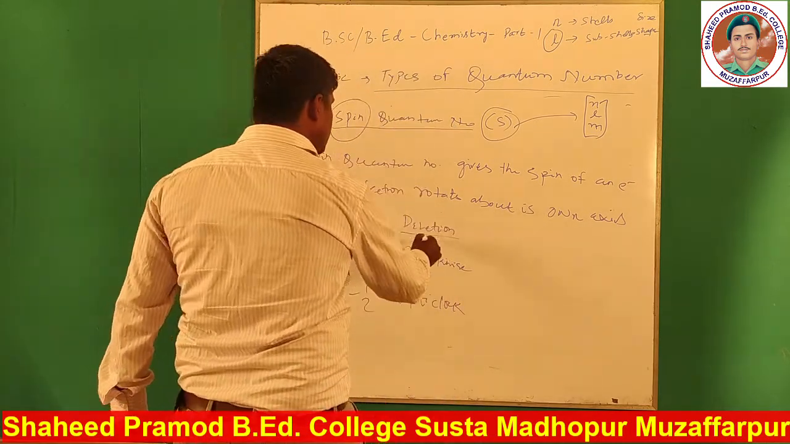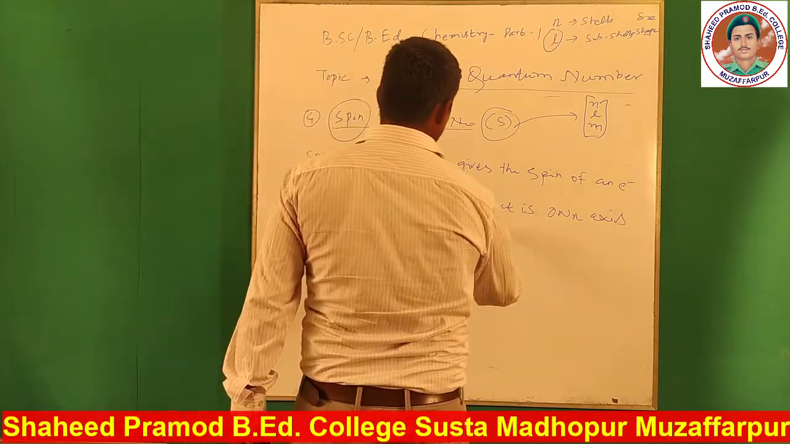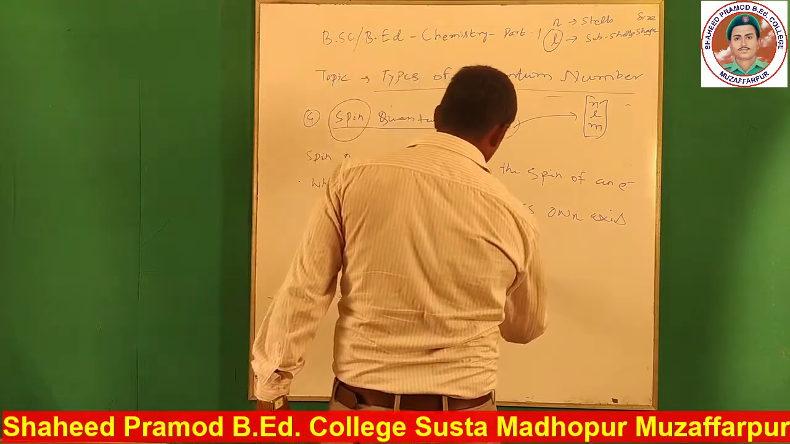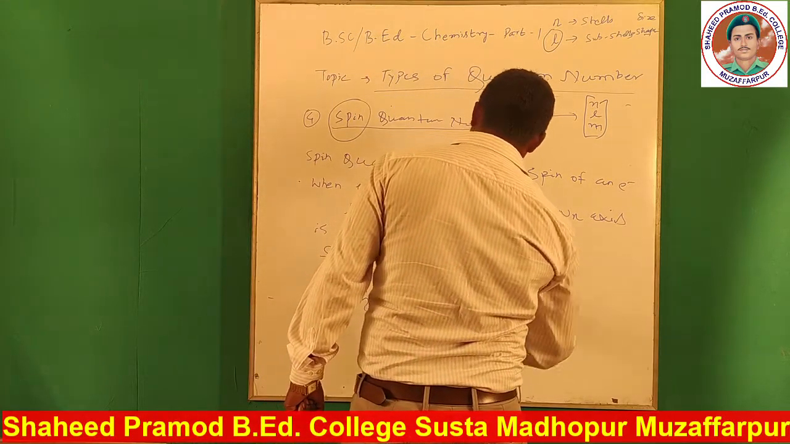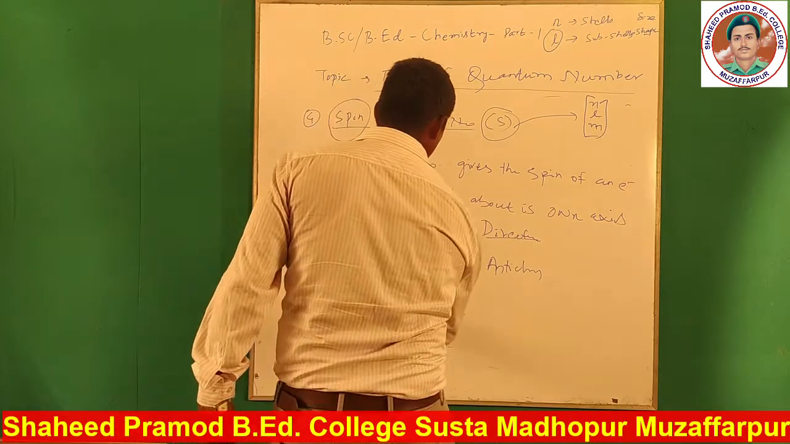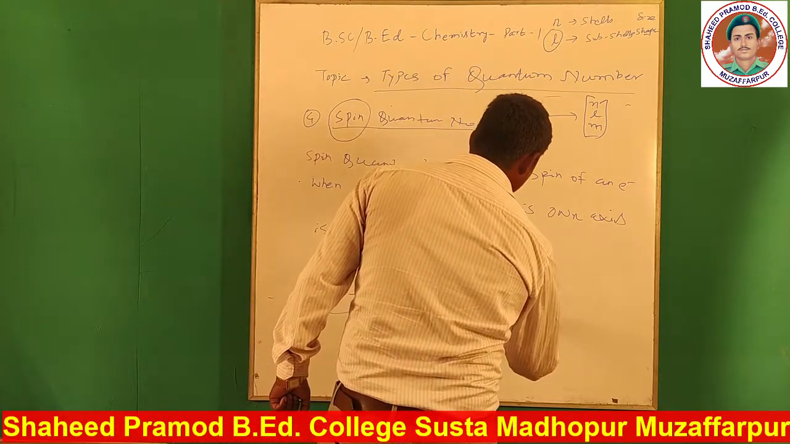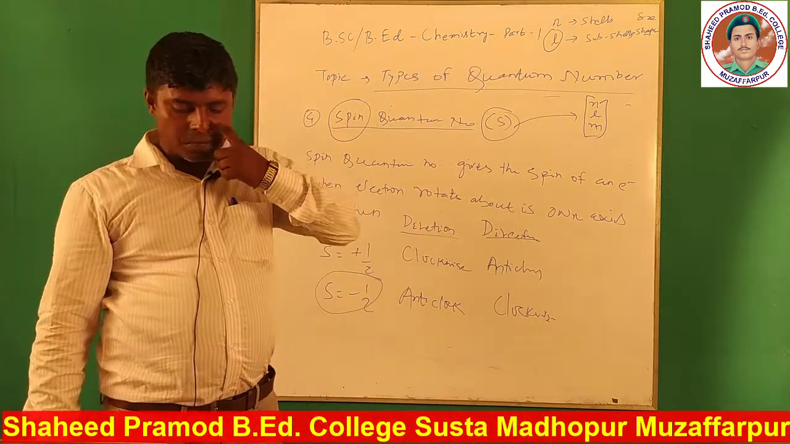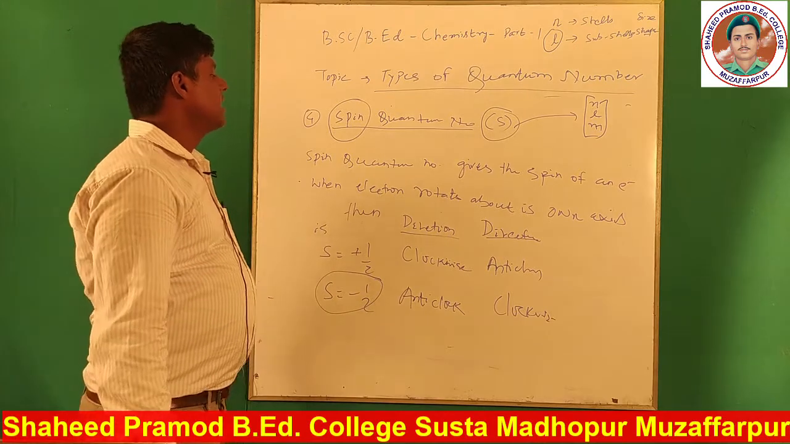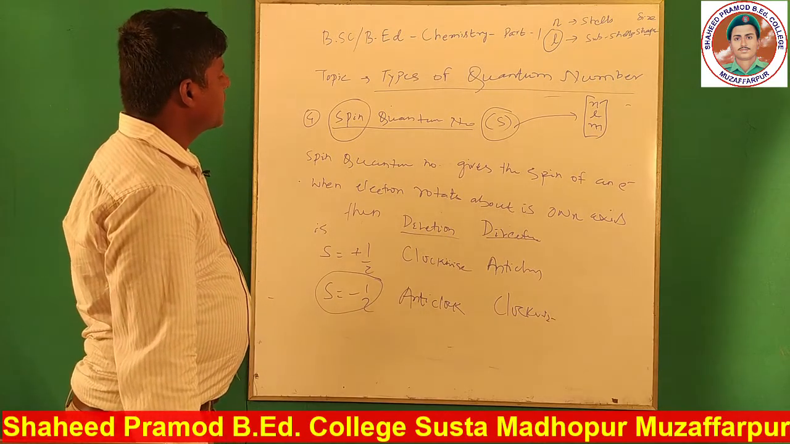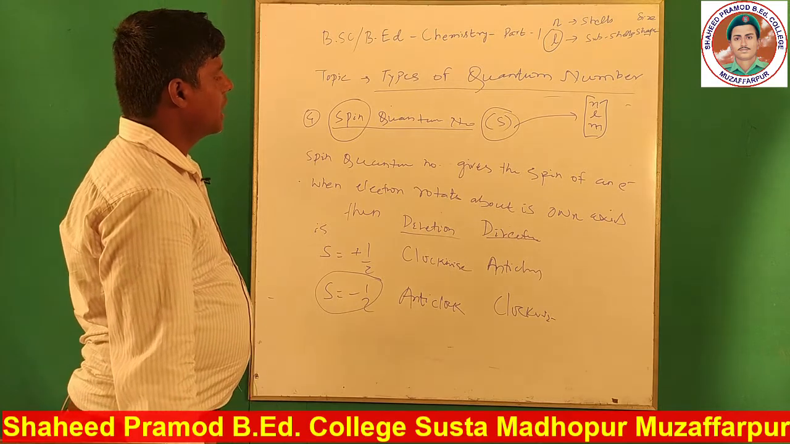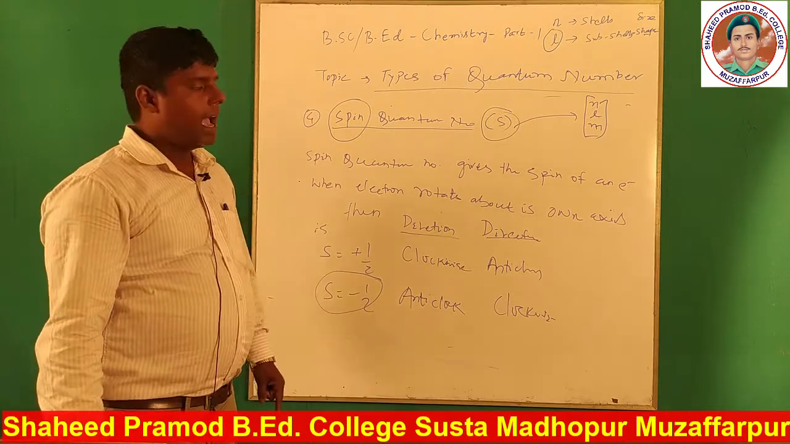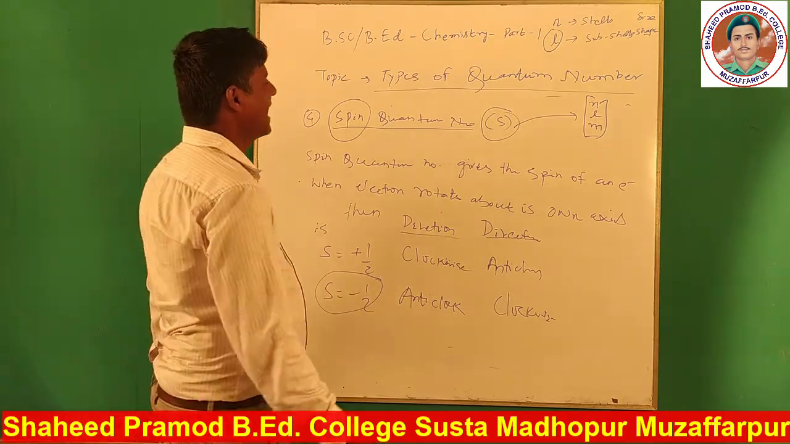But you can take the vice versa of the same, means if your direction for s equal to 1 by 2 is anti-clockwise, then for the value of minus 1 by 2, this will be clockwise. So both are right in the case of spin quantum number. So what does spin quantum number give? It gives the spin as well as direction of electrons about its own axis. Okay. So this is the spin quantum number and it is denoted by S.